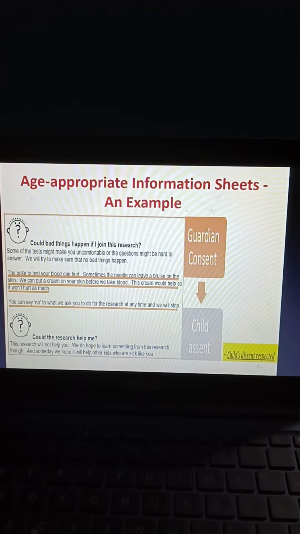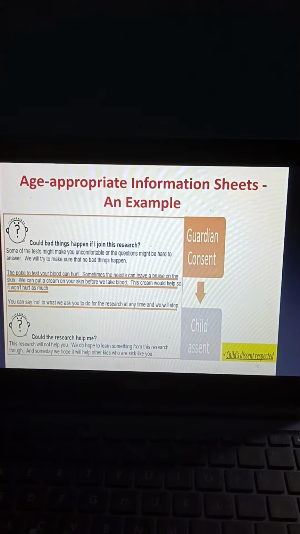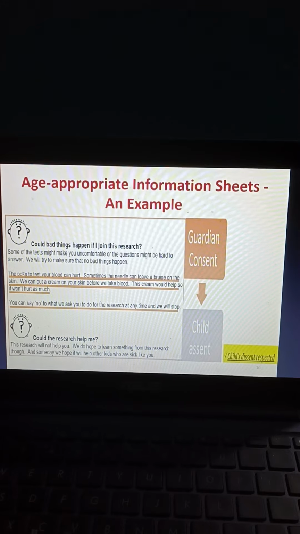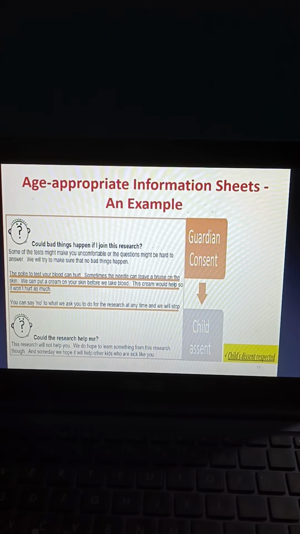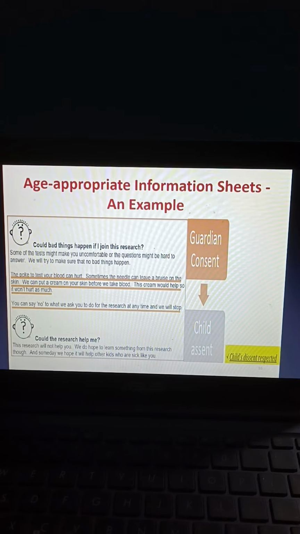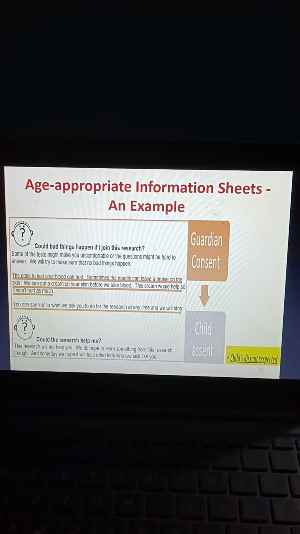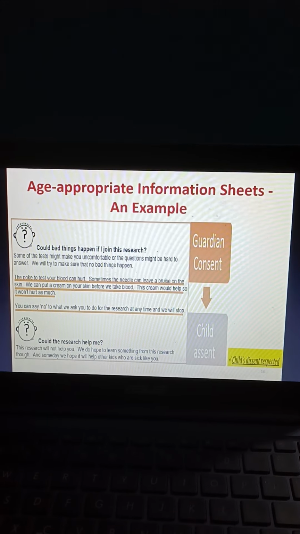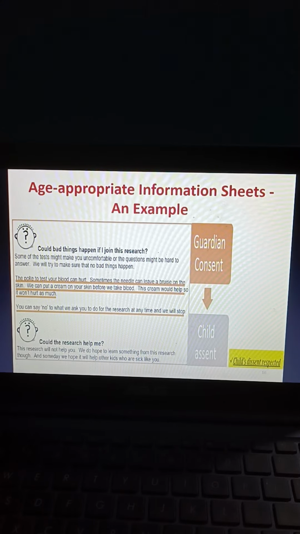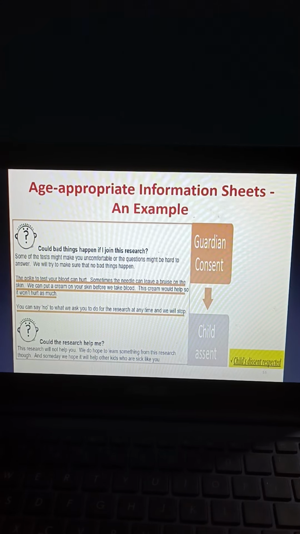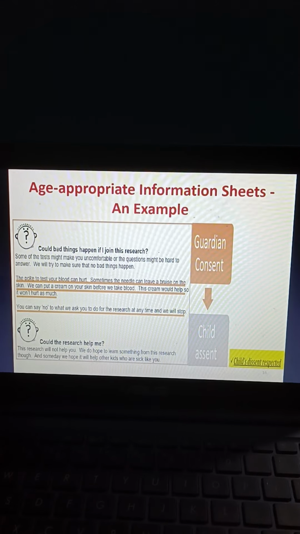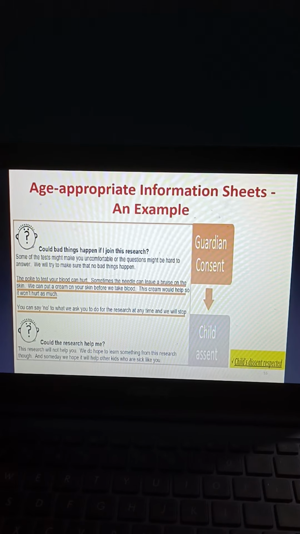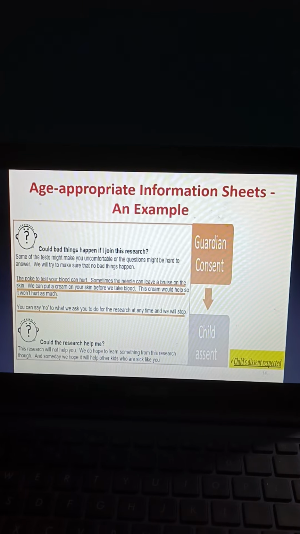The poke to test your blood can hurt. Sometimes the needle can leave a bruise on the skin. We can put a cream on your skin before we take blood. This cream would help so it won't hurt as much. You can say no to what we ask you to do for the research at any time and we will stop. Could the research help me? This research will not help you. We do hope to learn something from this research though, and someday we hope it will help other kids who are sick like you.